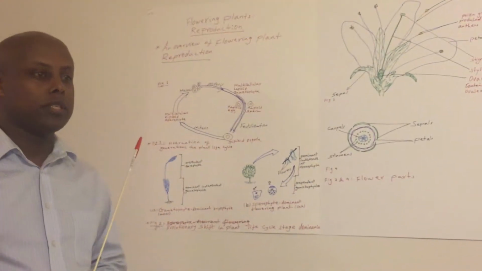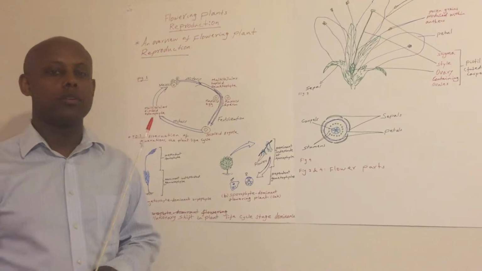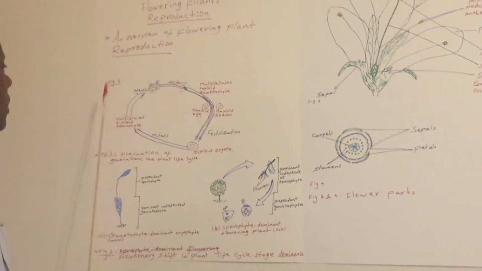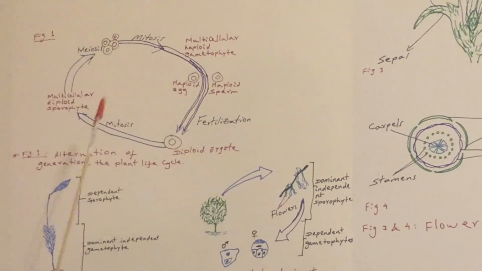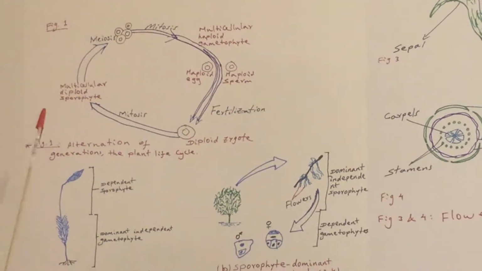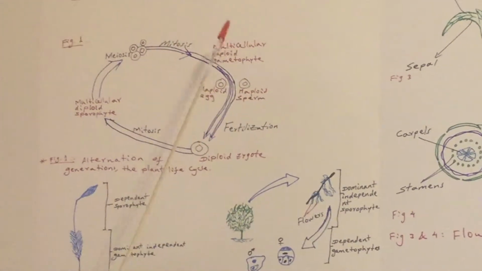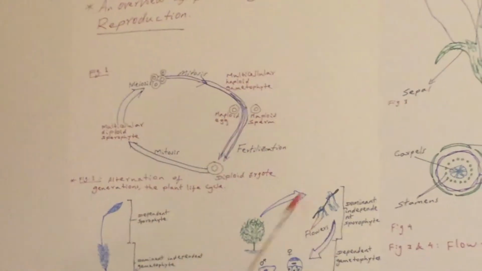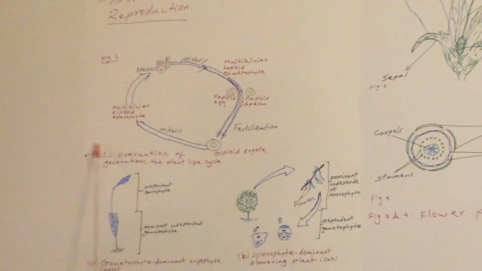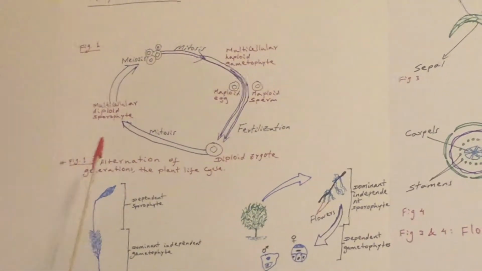I'm doing a presentation today on flowering plants and reproduction. The topic right here is the overview of flowering plants, talking about meiosis and mitosis, and then the diploid zygote formation, so fertilization and multicellular diploid formation.